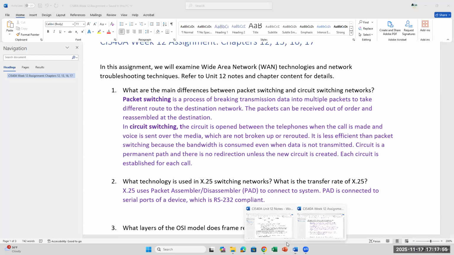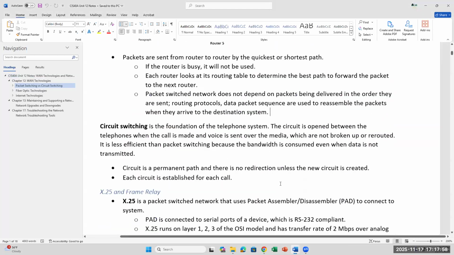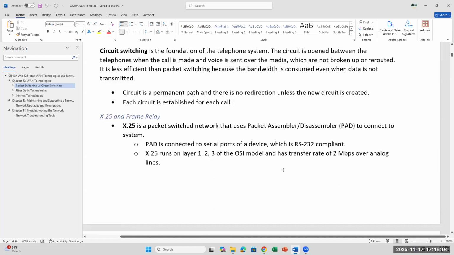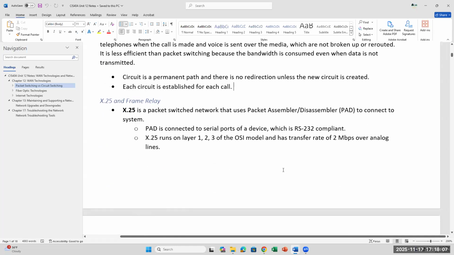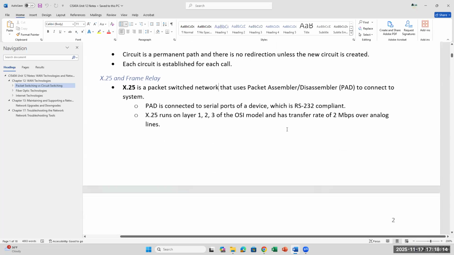Okay, before we talked about X25, make sure we review this information for our final exam and quiz, right? X25 is a way that we would use a packet switch network, and it uses a technology called a packet assembler and disassembler, called PAD. So the PAD is connected to a serial port. Why a serial port? Well, that was the technology back then.